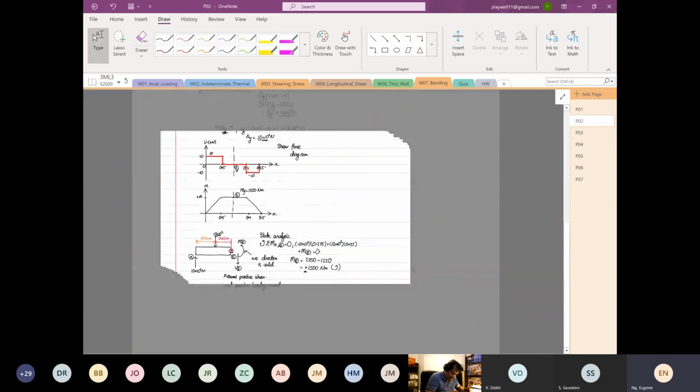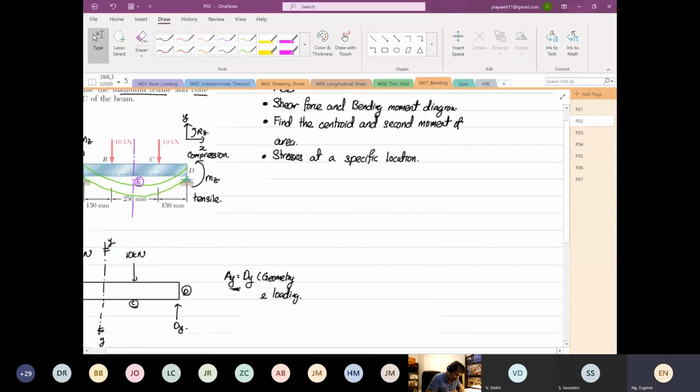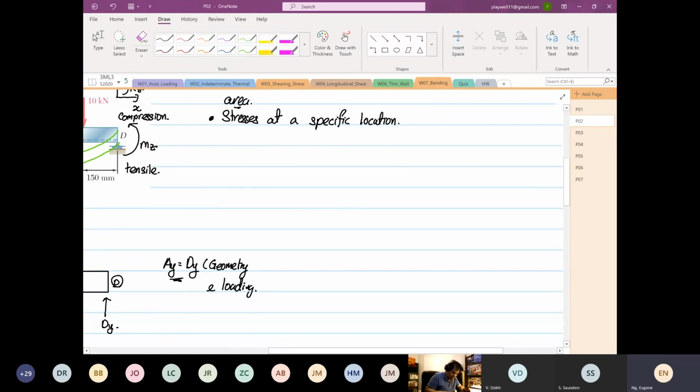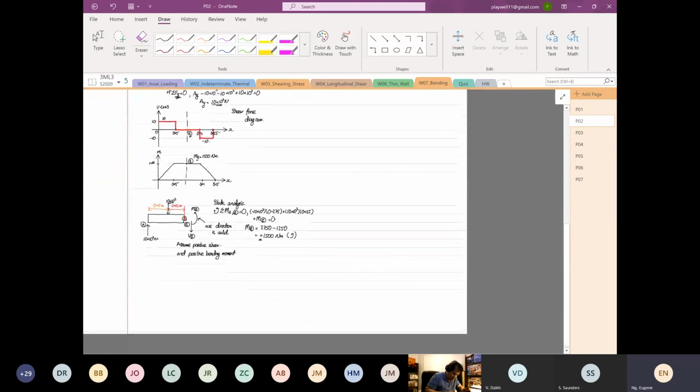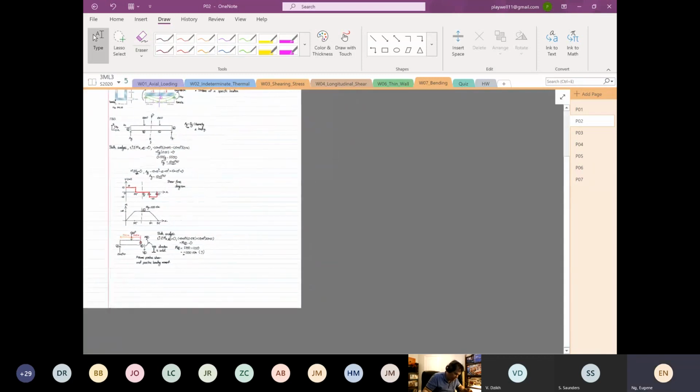Now, from here, what have we achieved? We have drawn our free body diagram. We have drawn our shear force and bending moment diagram. Next, we're going to find the centroid and the second moment of area. I'm going to do that directly over here. Before I go on, any questions, please? Anyone? No question? Okay.